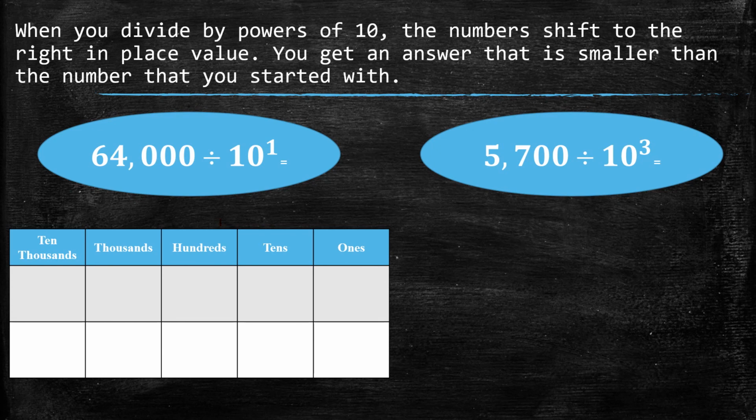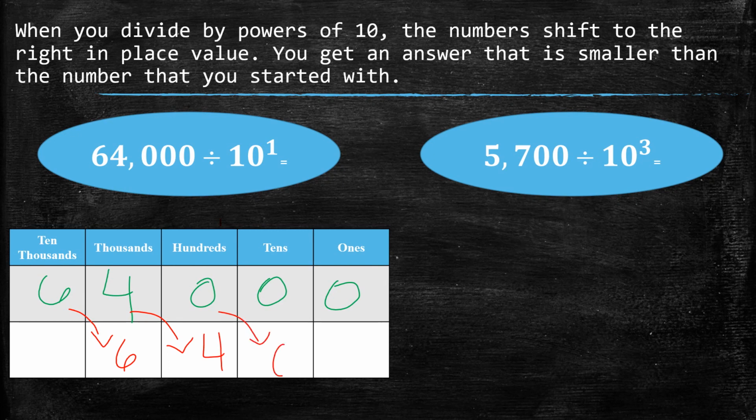So for instance, this first problem, 64,000 divided by 10 to the first power. Dividing by 10 is just shifting one place to the right. So I would write my 64,000, and I'm going to shift one place to the right for each number. So our quotient would be 6,400.